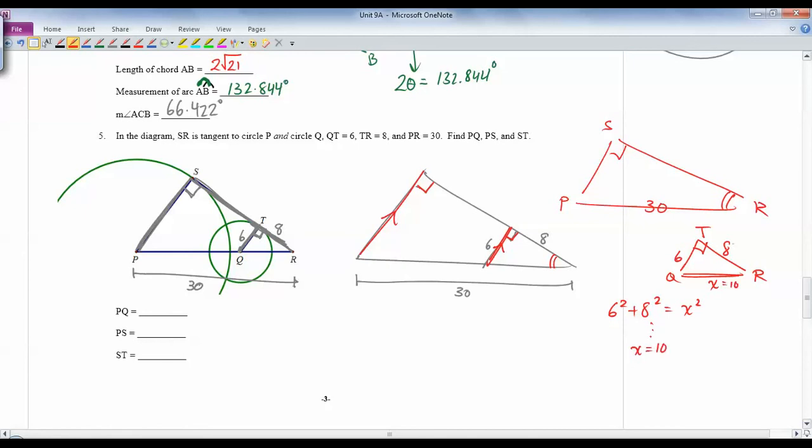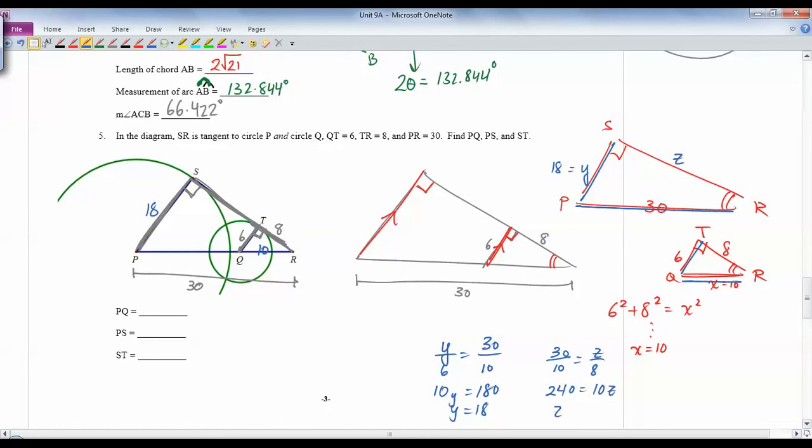So now I can set up proportions. If I call this y and z, then I know that y over 6, this side over this side, is the same as 30 over 10. So if I cross multiply, 10y equals 180, y equals 18. So this is 18 right there. This part's 10. I can also set up 30 over 10 is the same as z over 8. So then I got 240 equals 10z, so z equals 24.